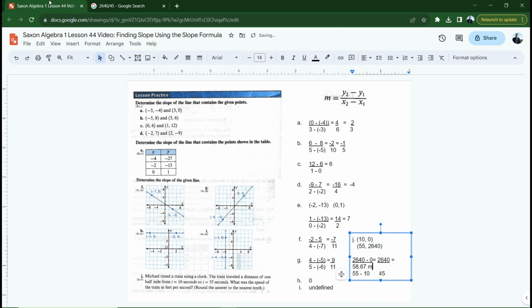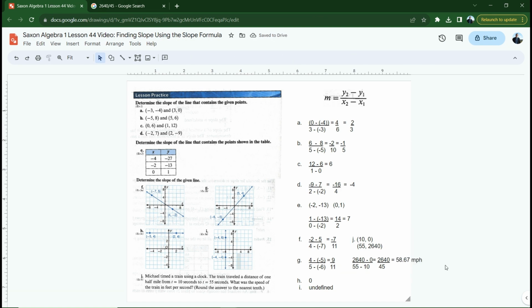58.67 feet per second. All right, and that's how you solve these slope problems. Hopefully you got enough experience with y2 minus y1 over x2 minus x1 because that's the key thing you're going to be doing for next time. Go ahead and work problems 1 through 30.